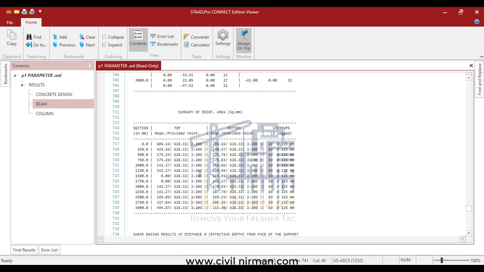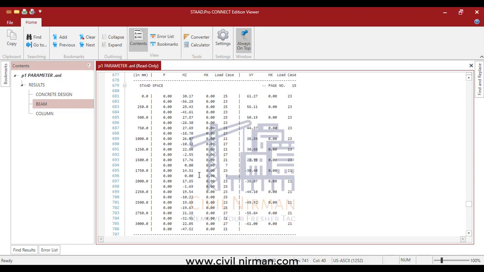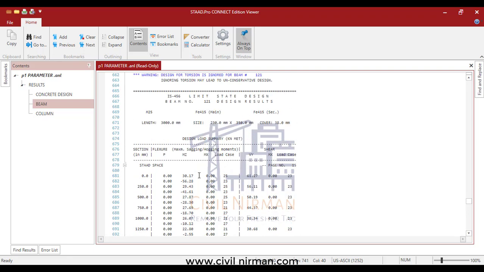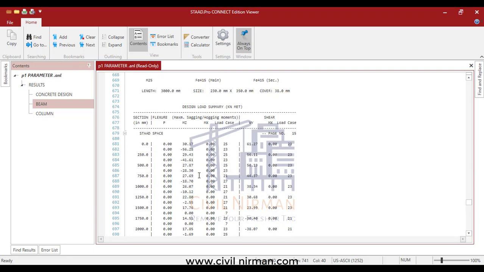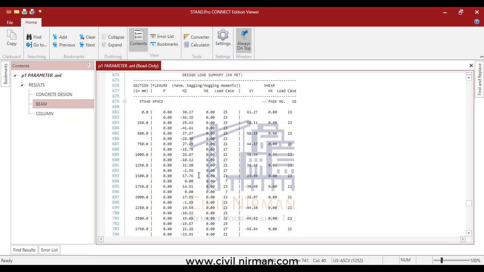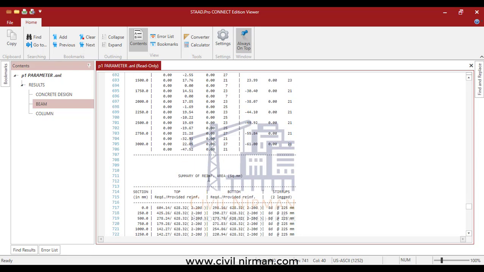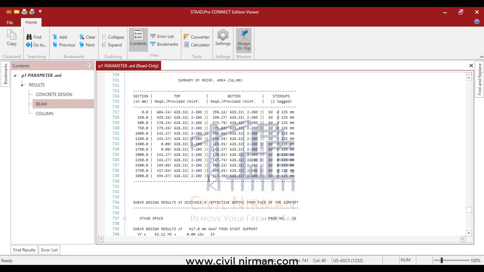I hope this is clear to you how STAAD is calculating the bending moment, and depending upon that sagging and hogging moment requirement, it will provide you the reinforcement detailing. Also we have discussed how the shear reinforcement is calculated by STAAD, and you can cross check or cross verify these values with your manual calculation. Alright, so it's an easy task.